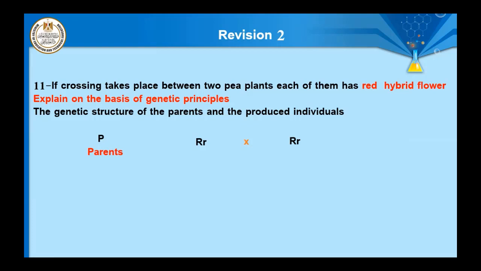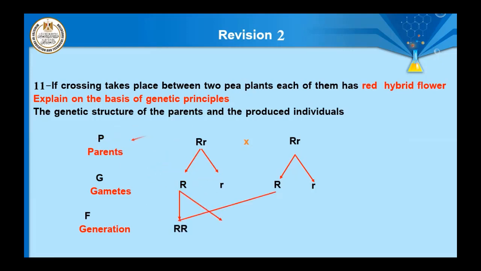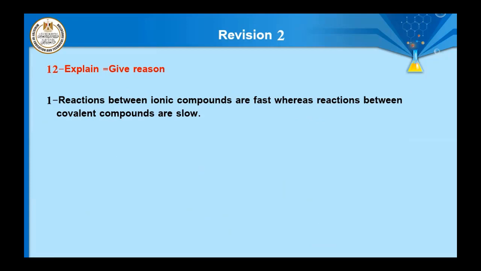Second step, formation of gametes or segregation of gametes. R capital, r small. R capital, r small. First generation, R capital may be combined with R capital to form R capital, R capital. R capital combines with r small to form R capital, r small. r small combines with R capital to form R capital, r small. r small combines with r small to form r small, r small. The ratio of the individuals in this generation is 3 to 1. 3 dominant and 1 recessive trait. 75% dominant, 25% recessive trait.